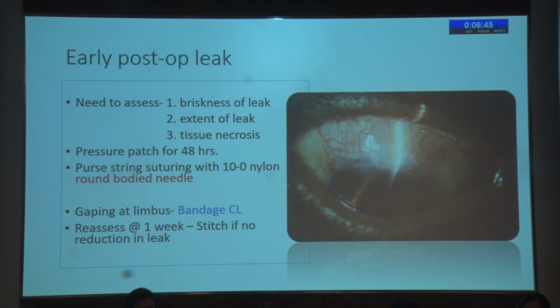And if we are suspecting a gaping at the limbus, the bandage contact lens is of very good help. Usually we get a bandage contact lens which is of 14 millimeter diameter, but we can get large BCLs which are up to 20 millimeter of diameter. So we need to reassess this at a week or 5 days or 3 days, and we need to put a stitch if we do not find a reduction in the leak.